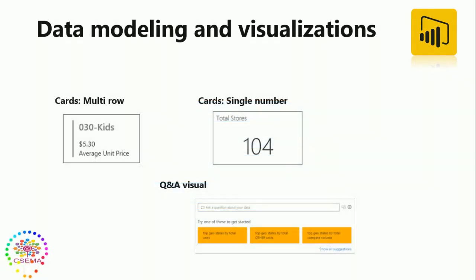And next we have the cards. Cards are basically used to display any data value on our dashboard, and the size of these cards can be increased or decreased as per your visibility and the focus required. And next we have the Q&A visual. Q&A visuals let you ask questions about your data using natural language.